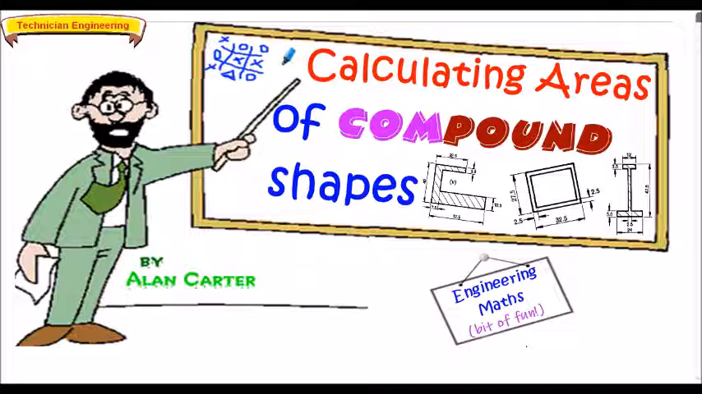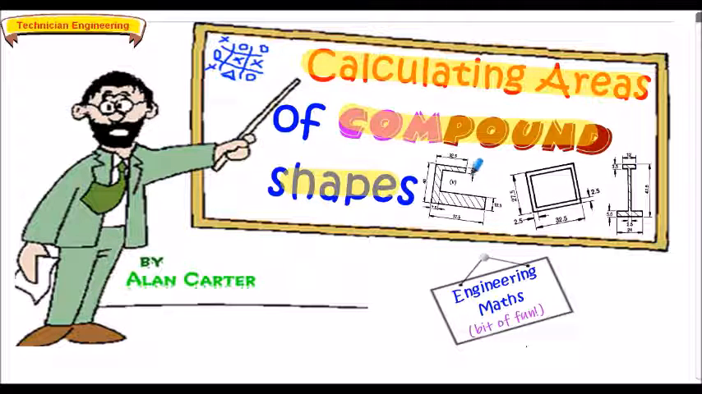Hello and welcome to this brief presentation relating to calculating areas of compound shapes. Typical shapes that we'll be analysing in this presentation are shown here. Each of the compound shapes considered in this presentation will be broken down into discrete rectangular sections. Then, calculating the areas of the individual rectangles, we will calculate the total area of the compound shape.